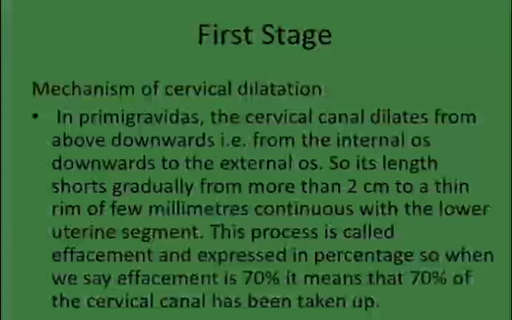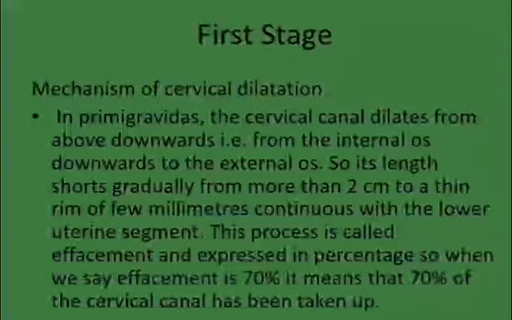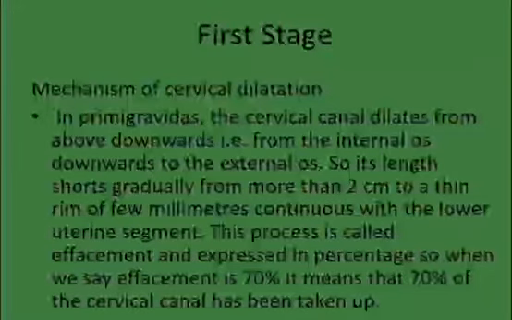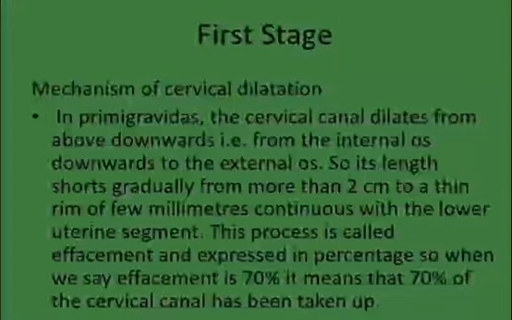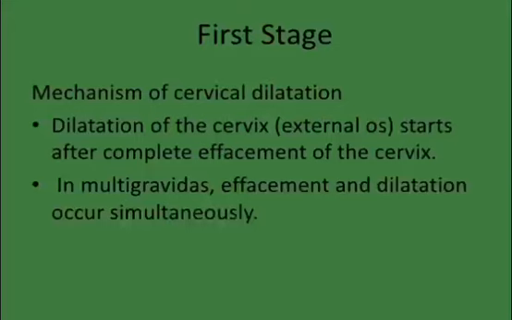As for the mechanism of cervical dilation in the primigravidas, the cervical canal dilates from above downwards, from the internal OS downwards to the external OS. So its length shortens gradually from more than 2 cm to a thin rim of a few millimeters, continuous with the lower uterine segment. This process is called effacement and is expressed in percentage. So when we say effacement is 70%, it means that 70% of the cervical canal has been taken up.